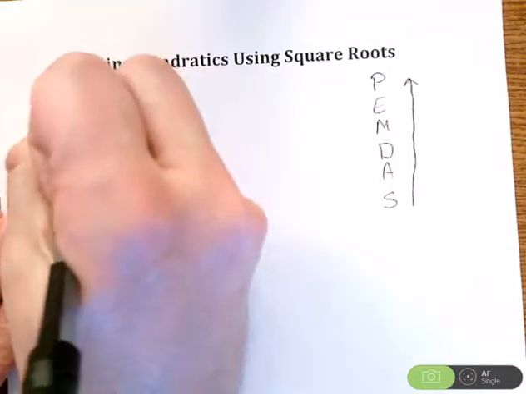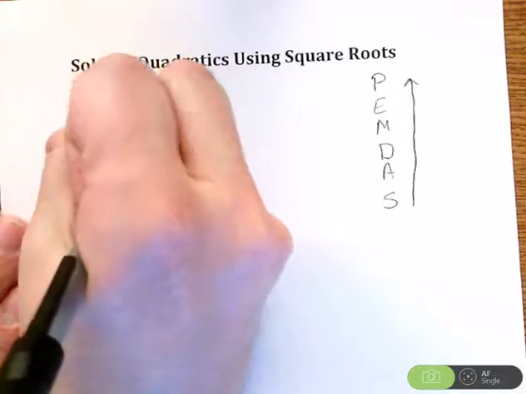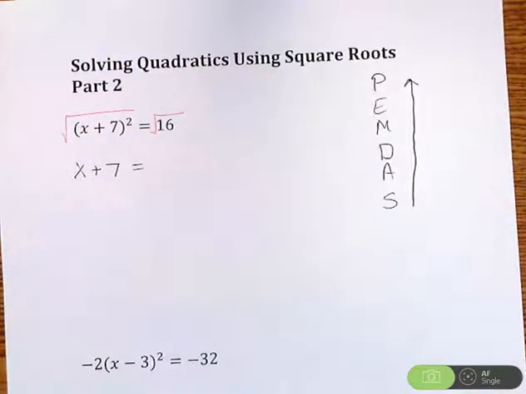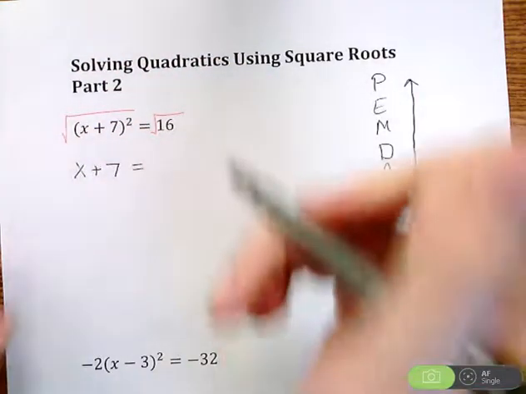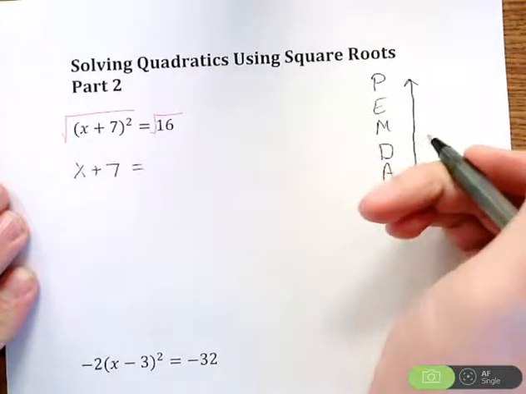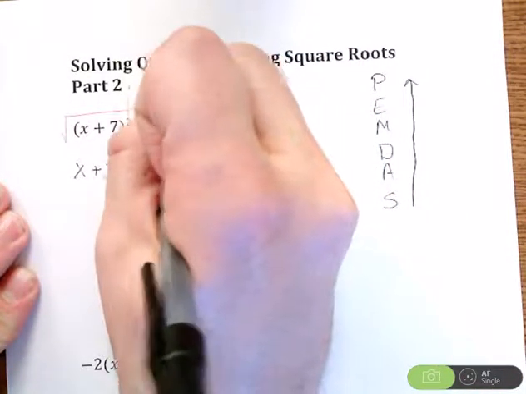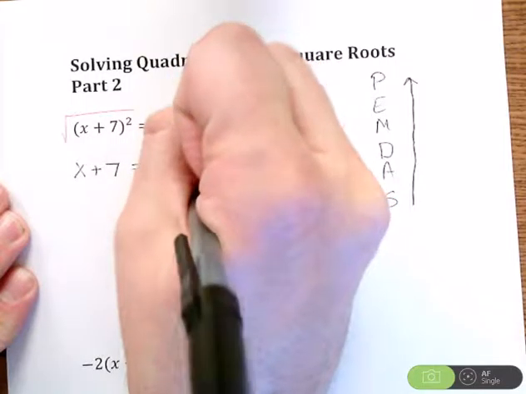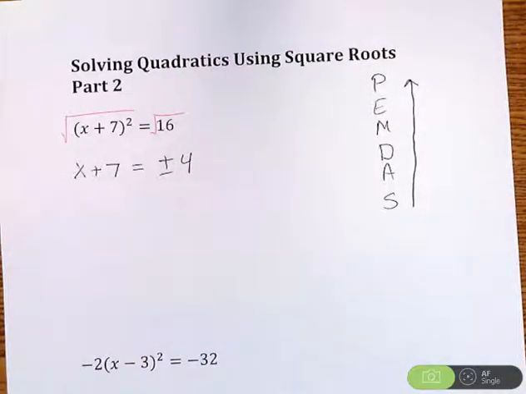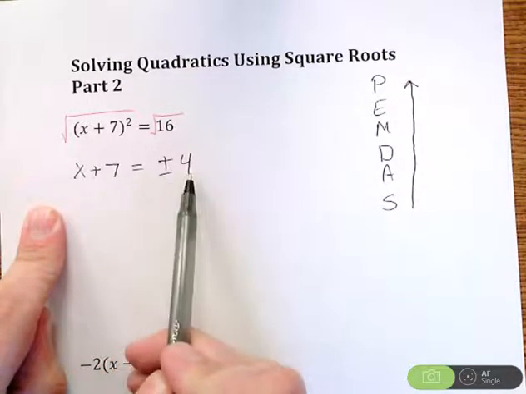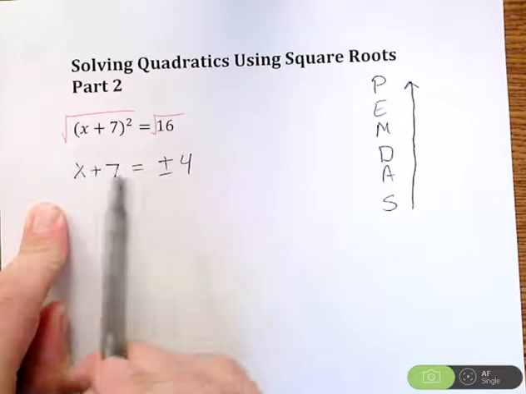Now when I do that, on the left side, the square and the square root are inverse operations, those are gone. So we have x plus 7. I have the square root of 16, which, as we talked about in the previous video, is plus or minus 4. Now what we have here is very interesting because I have x plus 7 equals plus or minus 4. We actually have two problems here.